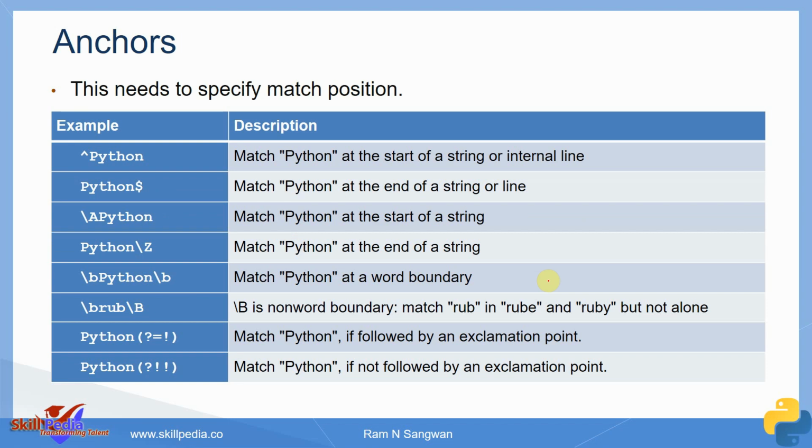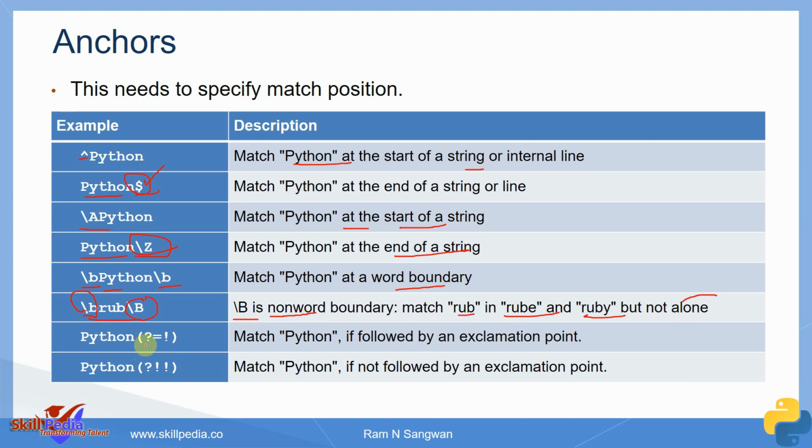Anchors, which match the beginning or end. Caret symbol: beginning, start of the string. Python$: Python followed by end of the line. \APython: Python at the start of the string. Python\Z: Python at the end of the string. \bPython\b means it should be at a word boundary. \brub\B: \B is a non-word boundary, which will match rub in rube, ruby, but not alone.